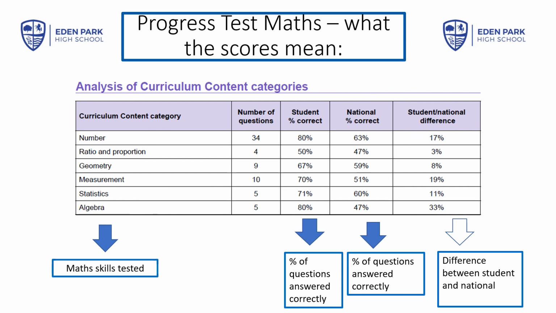And then more information on the progress test for maths. Again, similar to the English progress test, you've got the curriculum content category here. And again, it helps us drill down on where those areas of strength or possibly areas for development are for each child. So you can see that the strongest area for this child is this 33% here. They're 33% above where children are normally nationally for algebra.